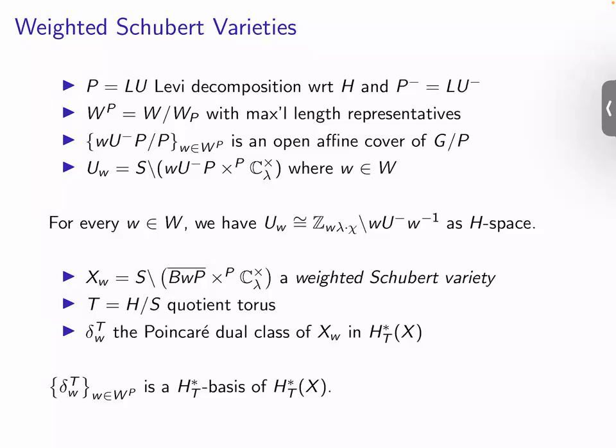A lot of things look the same except for the weighted flag varieties, an orbifold with singularities and not necessarily a homogeneous space. The fact that the weighted flag variety is rationally smooth allows us to consider Poincare dual classes of weighted Schubert varieties in equivariant cohomology. And a key fact proved by Abe Matsumura is that these classes form a basis of this ring over the equivariant cohomology of a point.